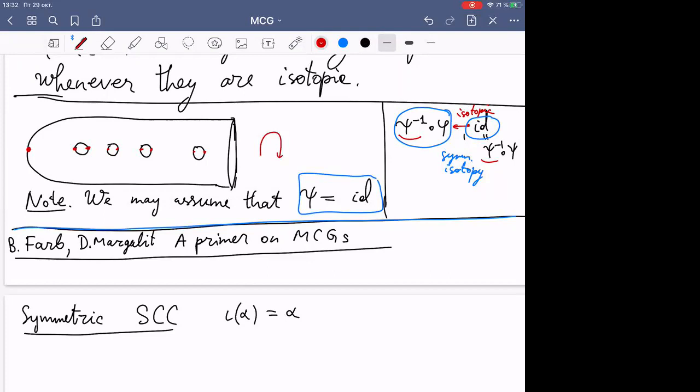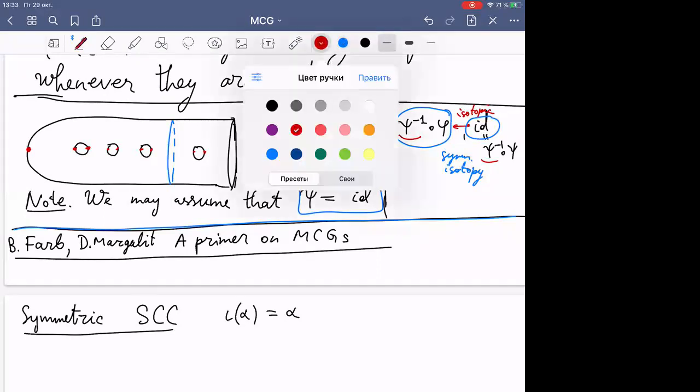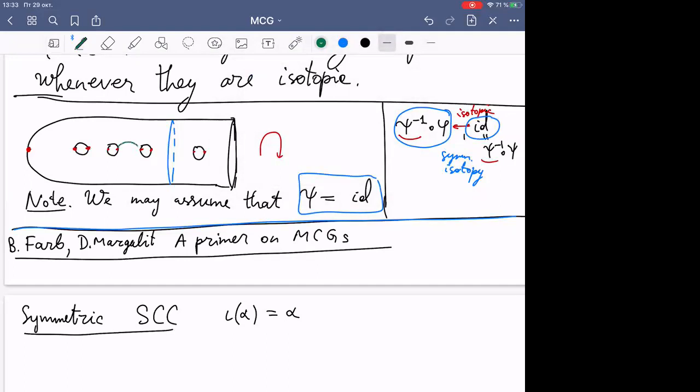Actually, there are two types of such simple closed curves. Look, there are curves like that. So for instance, this separating simple closed curve is taken to itself by an involution. And also there are curves like this. Well, for instance, this one, a curve in the horizontal plane, which passes through two fixed points.